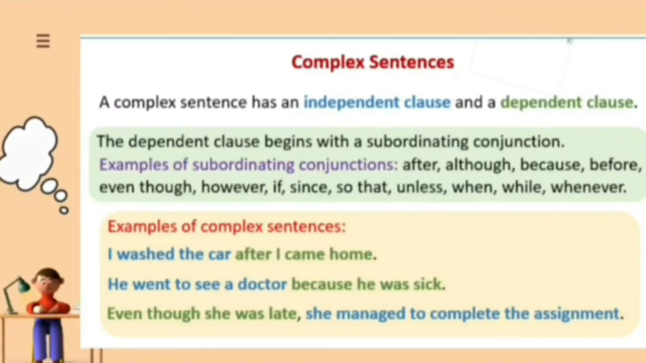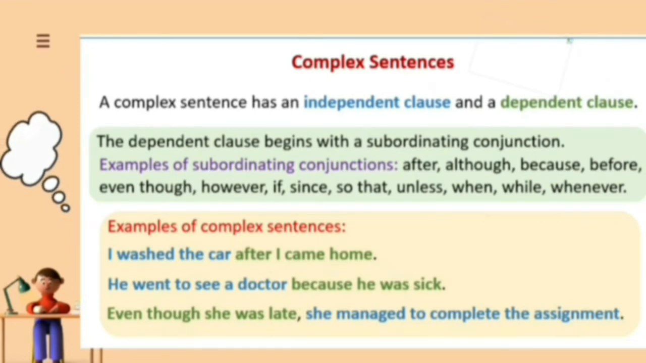Next we have a complex sentence. A complex sentence has an independent clause and also a dependent clause. The dependent clause begins with a subordinating conjunction. Well, there are plenty of subordinating conjunctions, but there are a few which are normally used while making a complex sentence. Some examples of subordinating conjunctions are after, although, because, before, even though, however, if, since, so that, unless, when, while, and whenever. This subordinating conjunction often is placed before the sentence to make it a complex sentence, or it is used in between the clauses.